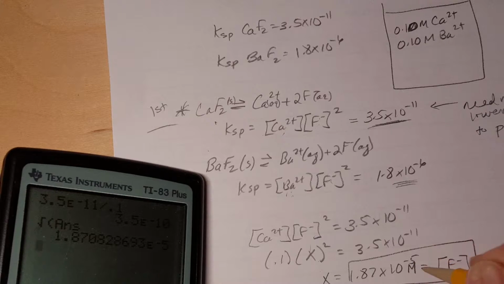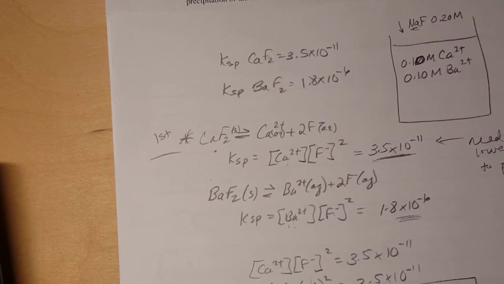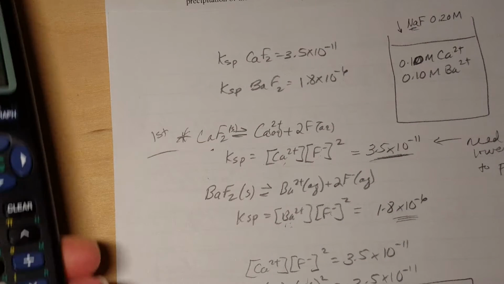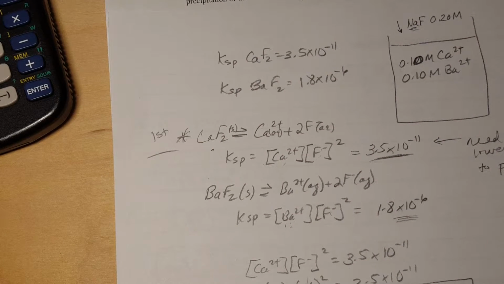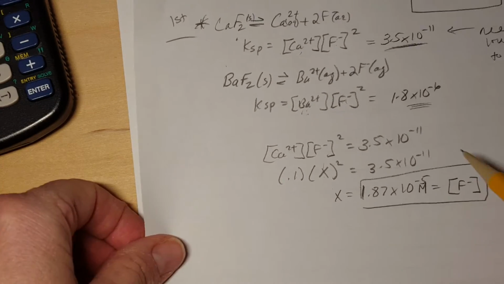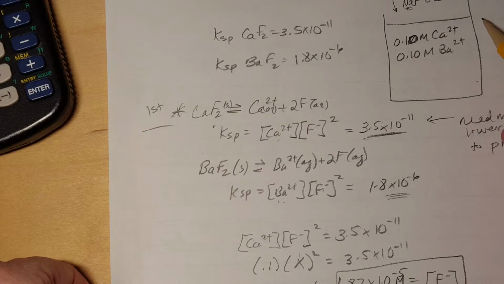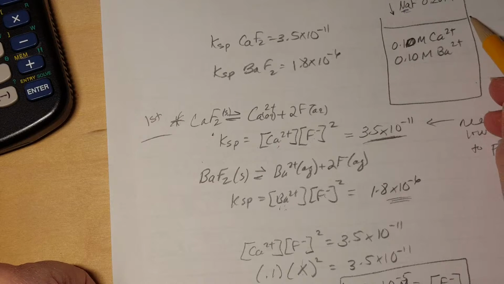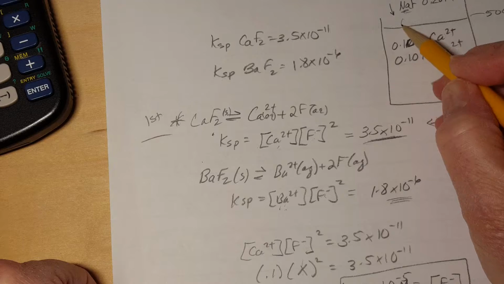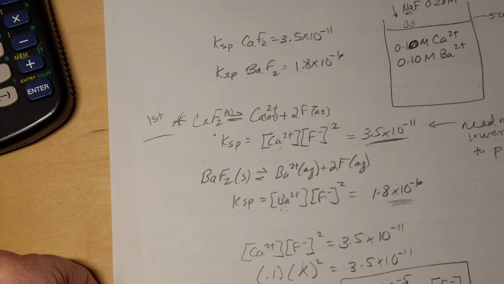And remember, units molarity. Then the third part says, calculate the minimum volume of the 0.2 molar sodium fluoride that must be added to the beaker to initiate the precipitation. So I need this concentration in the beaker. Okay, so remember, here's our beaker. In this beaker, we had 500 milliliters of solution. And we're going to add a drop at a time of this sodium fluoride. This is a very, very small amount of fluoride.